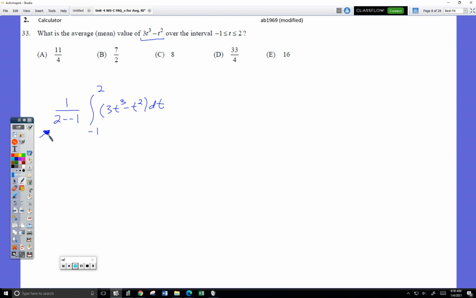So, questions. So this is the why. They asked me to compute an integral. Well, they asked me to find an average. Now, I can just type it in my calculator.